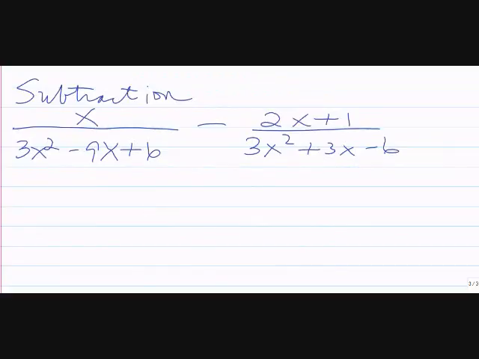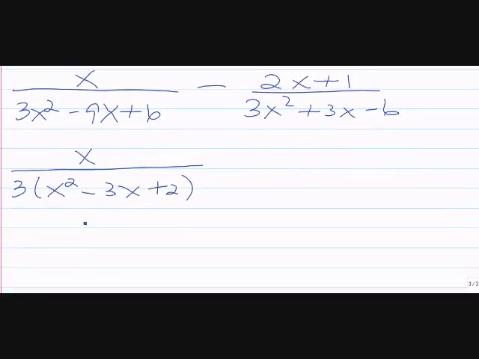First thing I'm going to do is factor both the denominators. So the fraction on the left, I can factor out a 3 first off. So this is 3 times x squared minus 3x plus 2. Let me continue. Two numbers that multiply to give me positive 2 and add to give me negative 3 are negative 2 and negative 1. Okay? I'll be able to factor. All right, that one's all factored.